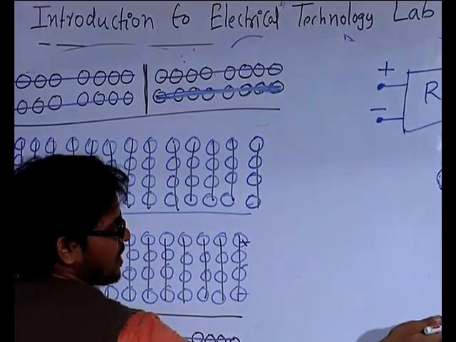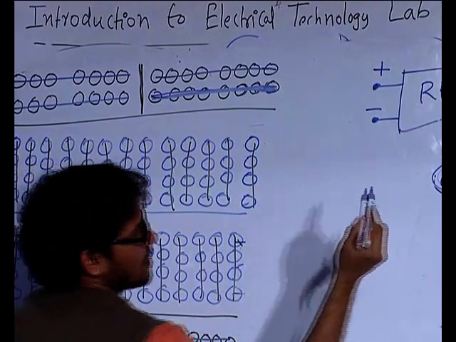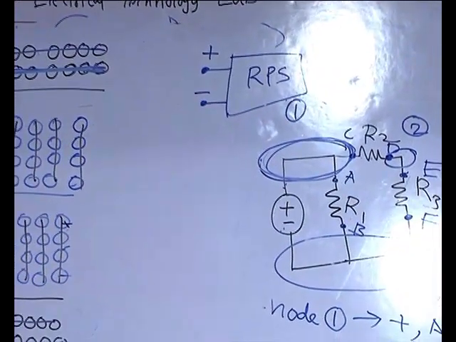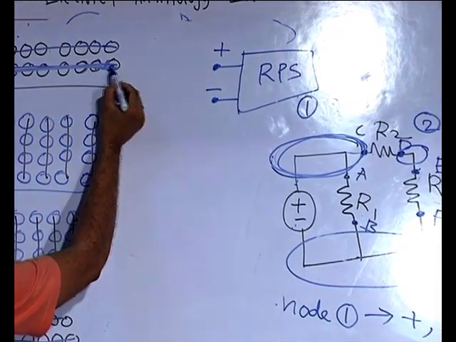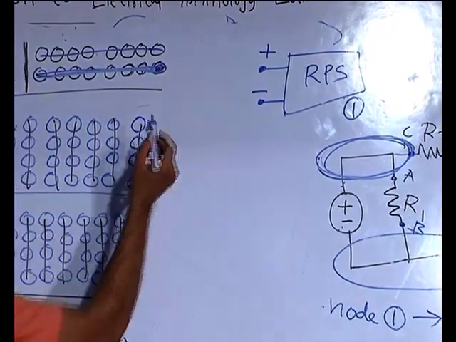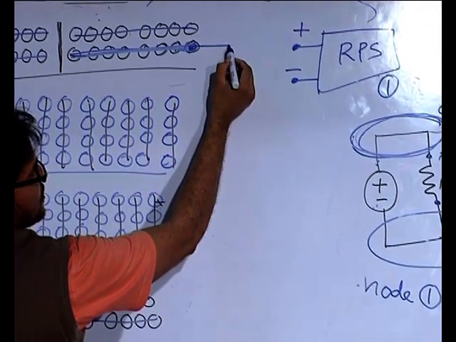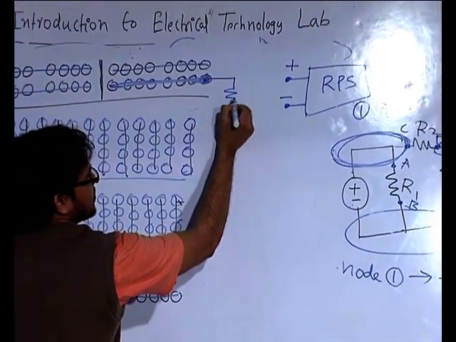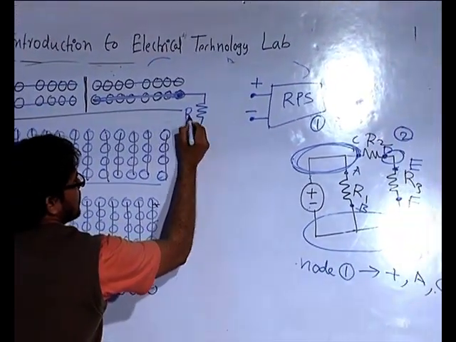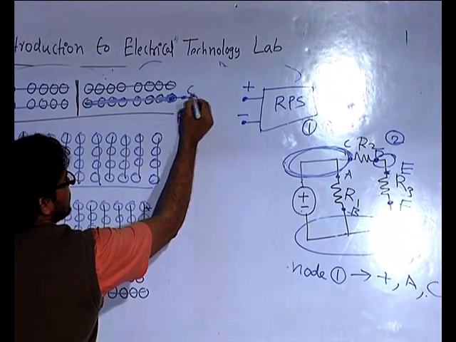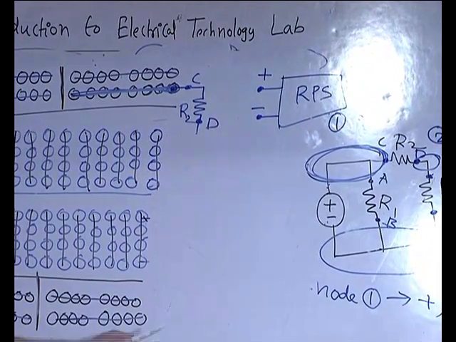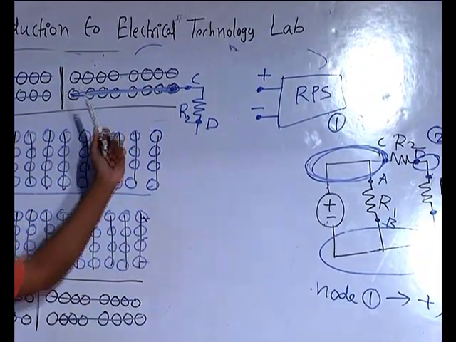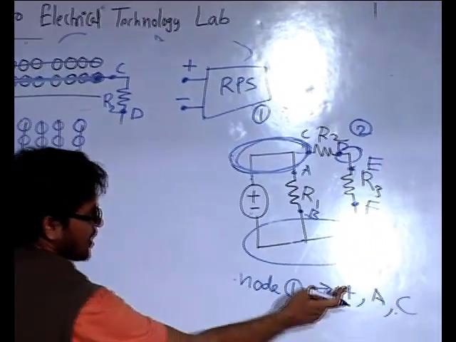First, let me take this C here. Let me start from C. So let me take this element as C, this one. So you connect C here. That is your resistor R2. So this terminal is C here, and this terminal is D. So I connect C at node number 1. Next, I need to connect A and I need to connect plus.